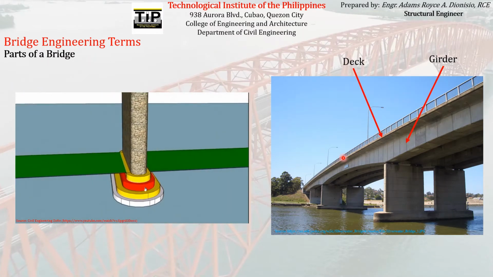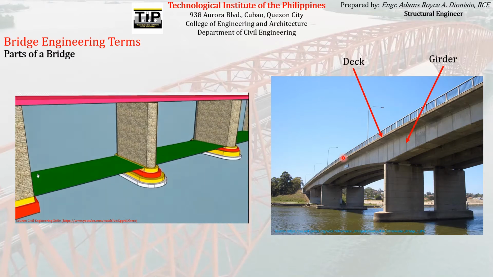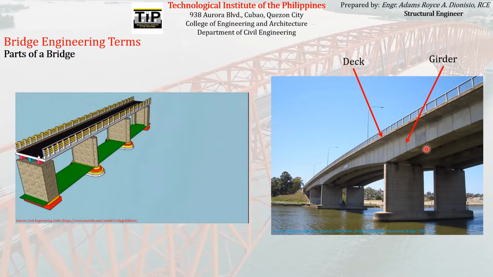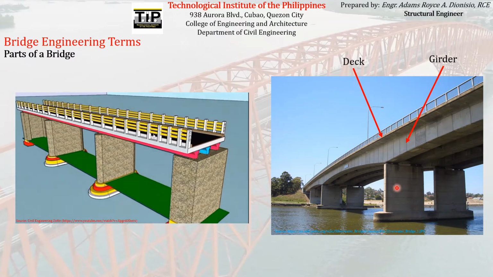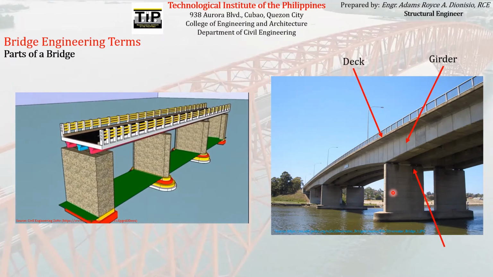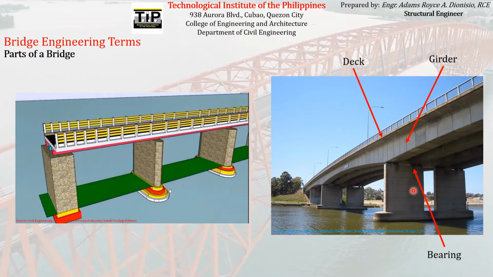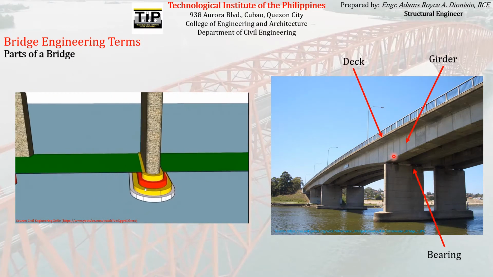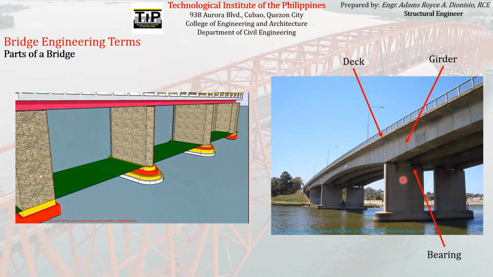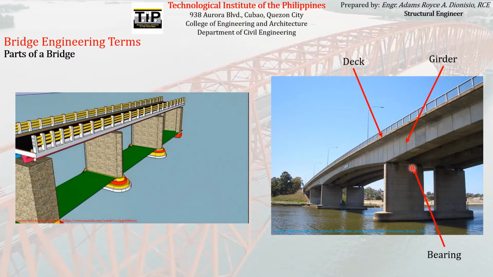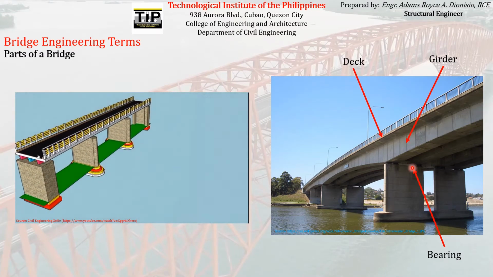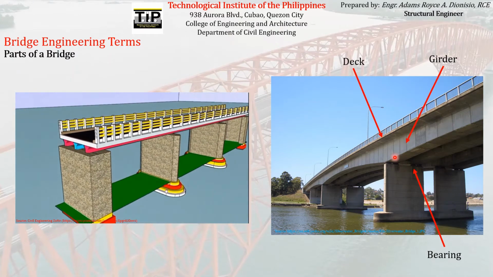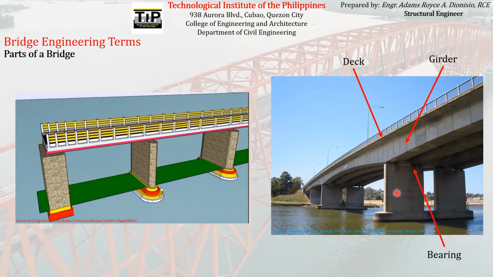The other part of a bridge that is usually put below the interface of the girder and the pier is what we call the bearing. These are put below the interface of the girder and the pier, usually to properly distribute the loads or the force that is being transferred by the girder to the supporting pier.